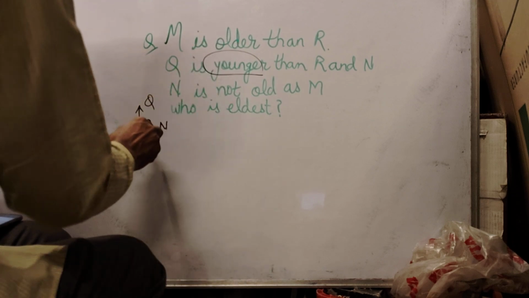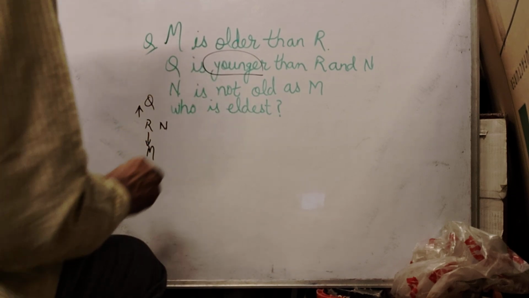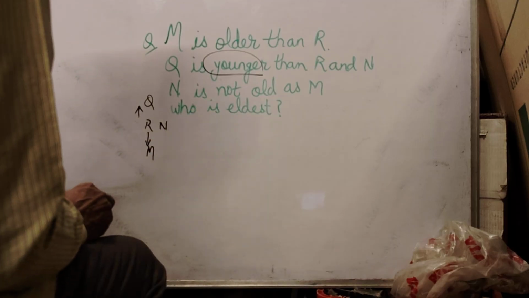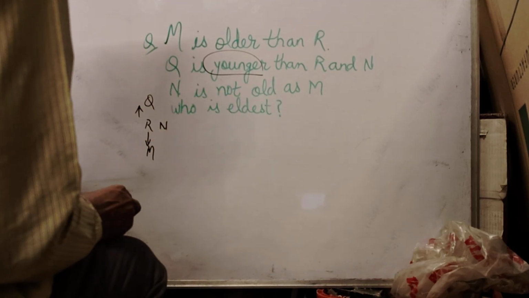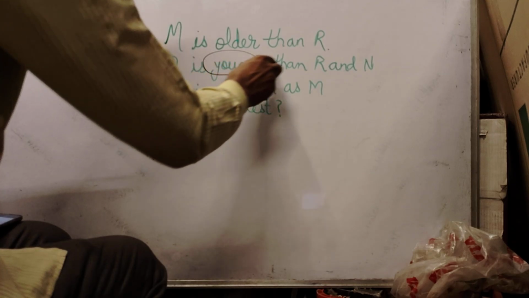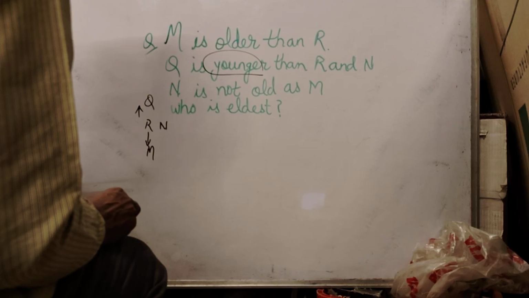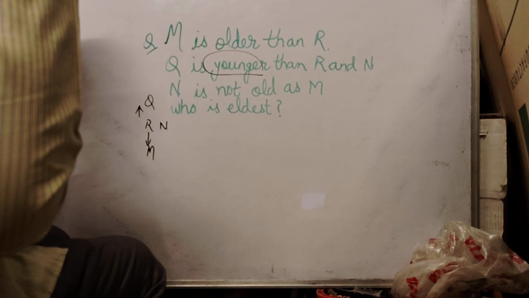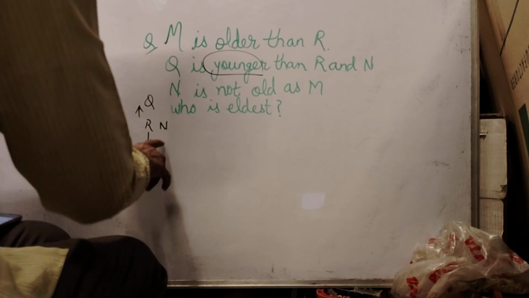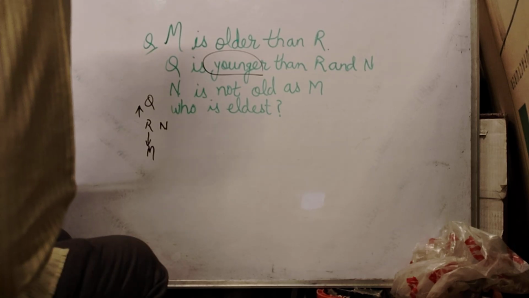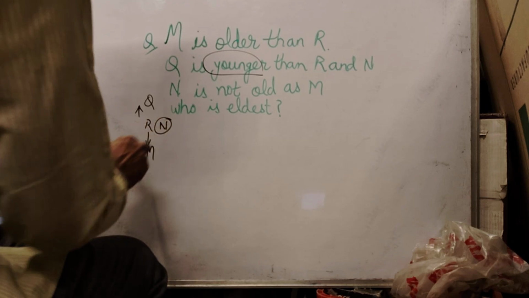M is older than R, so M is older, so we write M on the bottom side. N is not as old as M, and Q is younger than R and N. So Q is on the top. I think, where is the N in that case? N may be on the bottom of M. There is no hint of N. M is the answer.